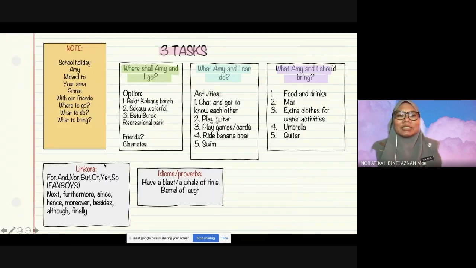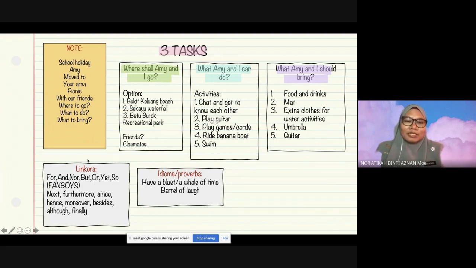Okay, so this is what I have written for the 3 tasks. This is simply a note to brainstorm ideas, and then I transferred some of the information into boxes. I have created 3 boxes to address 3 different tasks. We want to see how much you can brainstorm from here. And remember, it's a very short email, so you don't want to write that much. And linkers, FANBOYS as usual. FANBOYS means for, and, nor, but, or, yet, so.